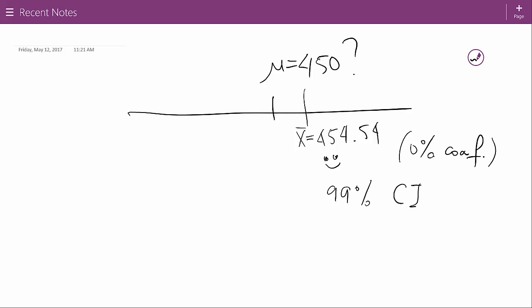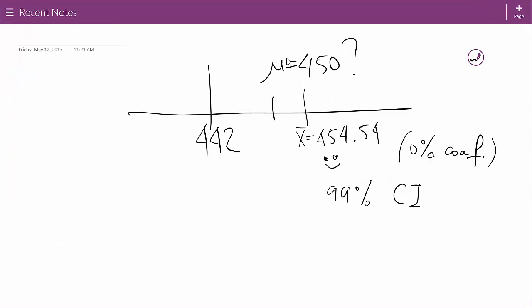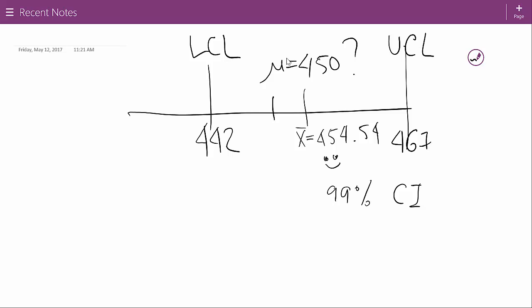Let's call it CI for abbreviation purposes, confidence interval. And my CI goes from 442, if I remember correctly, let's go back, 442, right, until 467. So this is my lower confidence limit, and right here, 467, that's my upper confidence limit, okay?